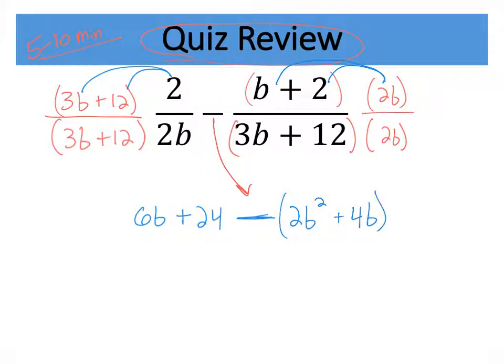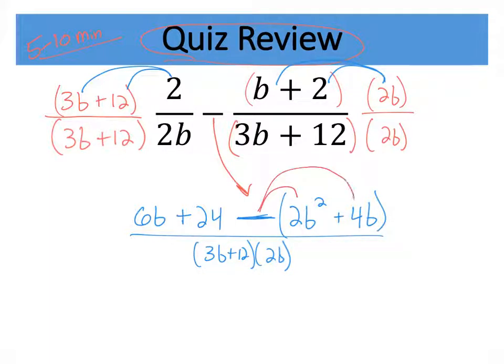Now, I have a common denominator. My common denominator is 3b plus 12 times 2b. And at this stage, notice that I have that minus sign. I have to distribute that negative to both of these terms. So we've done this earlier in the year, so I'm going to distribute that negative to this, distribute that negative to that, and I'm going to rewrite it down below.